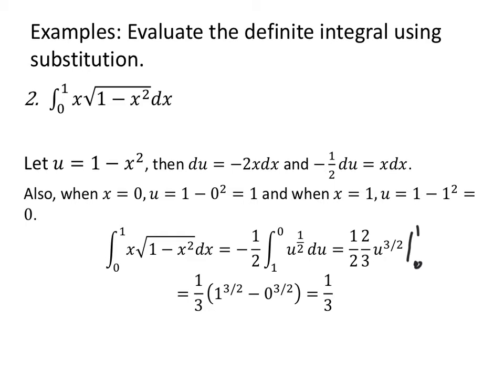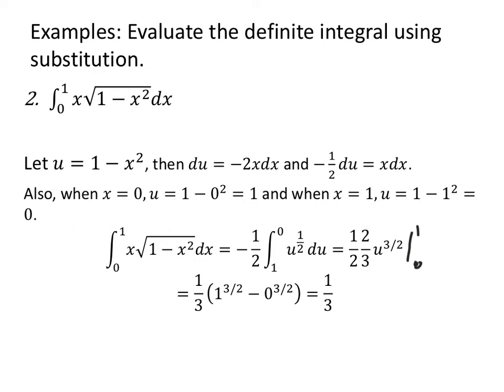The integral from 0 to 1 of x times the square root of 1 minus x squared dx. If u is 1 minus x squared, then the derivative is minus 2x dx. I don't see an extra minus 2 hanging out here, so I'm going to divide both sides by -2, and I'll have -1/2 du equals x dx. When x is 0, my lower limit of integration, u equals 1 minus 0, or 1. When x equals 1, my upper limit of integration, u equals 1 minus 1 squared, which is 0.